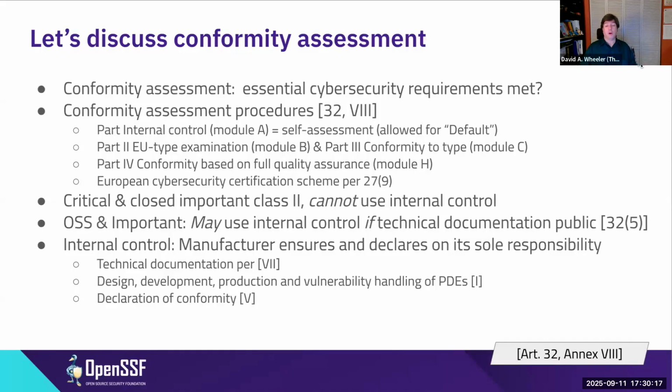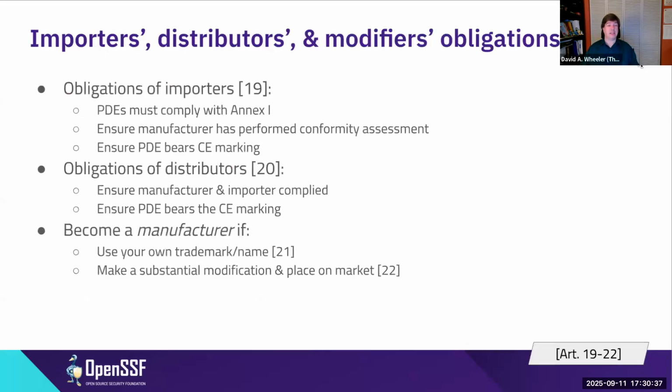Critical and important class 2, you cannot use internal control. Interesting special case. If it's open source software and it's important, you're allowed to use internal control self-assessment if your technical documentation is public. All right, and I'm running out of time, so I'm going to kind of skim real quick.